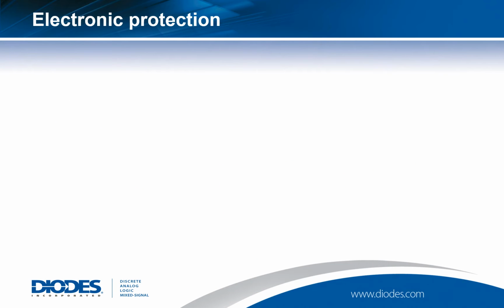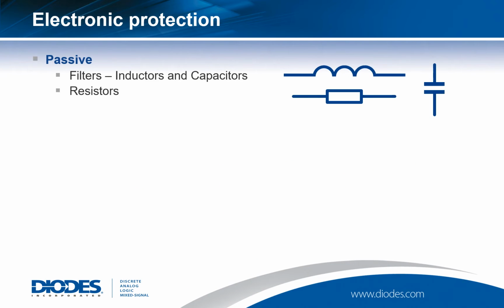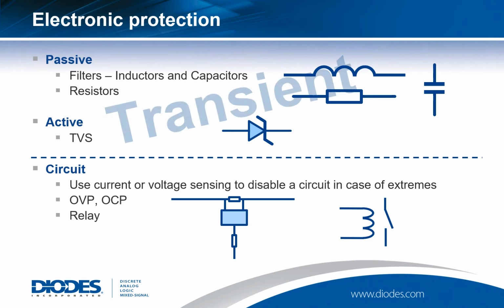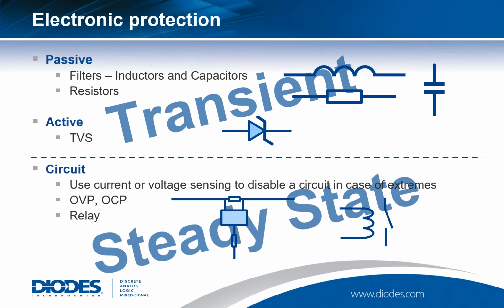How might we protect against some of these threats then? To begin with, we can start with some passive components such as inductors, capacitors, and even resistors, and use these to build up filter networks. We can start to use active components such as the TVS, the Transient Voltage Suppressor, and we can build up circuits for overvoltage, overcurrent protection schemes and switch in and out relays. Like the previous slide, we can split these down the middle and consider that the passive and TVS components will work for transient threats, and that circuit detection and mitigation schemes are more suited to steady-state threats.